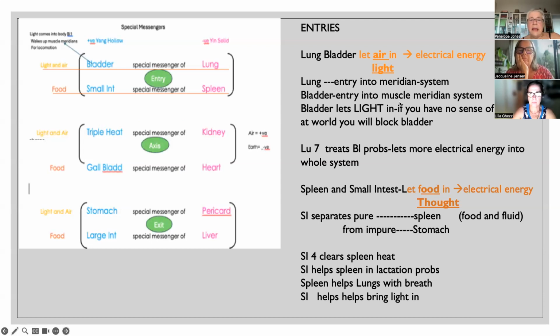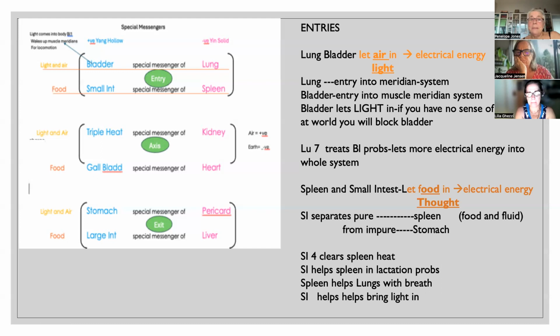Okay, yes. The bladder lets light in, and if you have no sense of wonder, like if you say, oh God, I've just got to get up, etc. Kevin says if you have a sense of wonder, you let the light in more easily. And if you let the light in, you don't block the bladder. But if you don't let the light in, you actually block your bladder, which is interesting. So that's a part of treatment. Bladder problems, look at what's going on with how you greet the day.